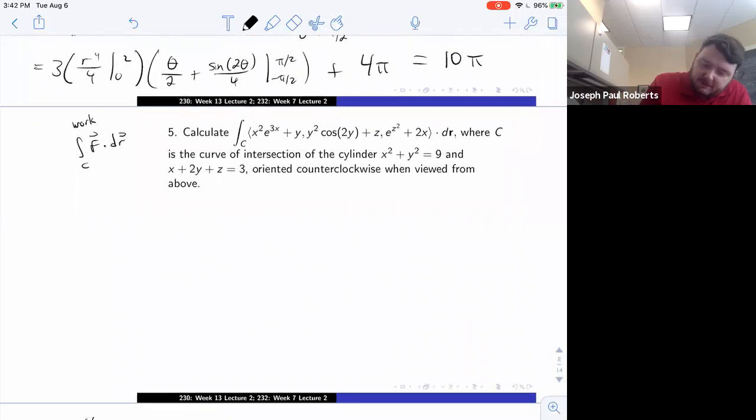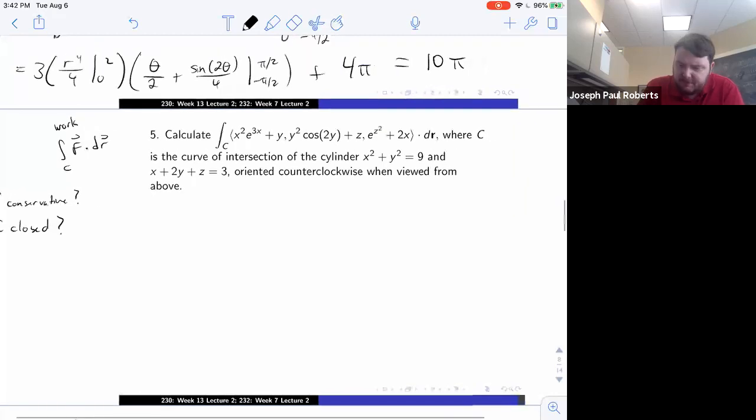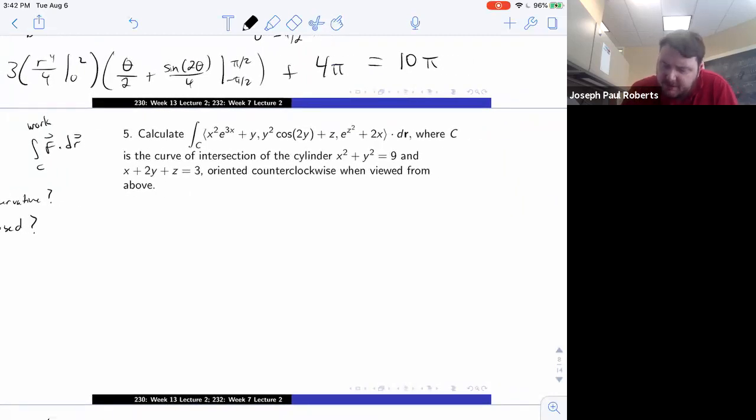So again, as usual, F conservative, C closed. So it sounds like we have this cylinder around the z-axis and some plane. And this key word here, counterclockwise, I don't use that word if it's just a line segment, because you can't really talk about clockwise versus counterclockwise when your curve isn't closed. So the presence of the word counterclockwise is a huge hint that the curve is closed.